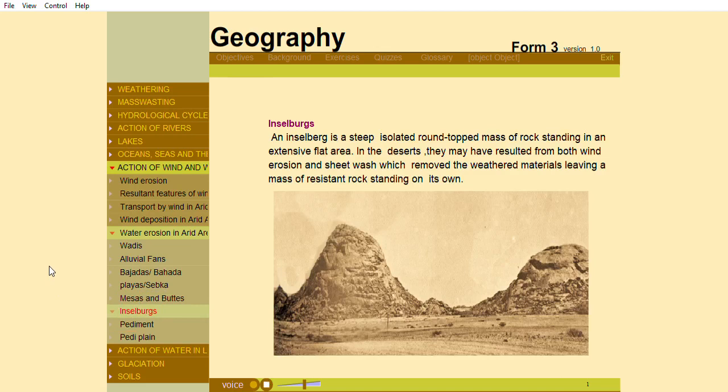Inselbergs. An inselberg is a steep, isolated, round-topped mass of rock standing in an extensive flat area. In the deserts, they may have resulted from both wind erosion and sheet wash, which removed the weathered materials, leaving a mass of resistant rock standing on its own.